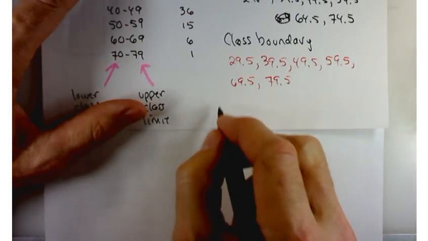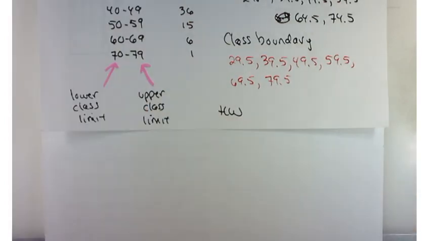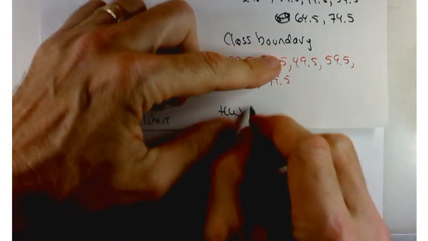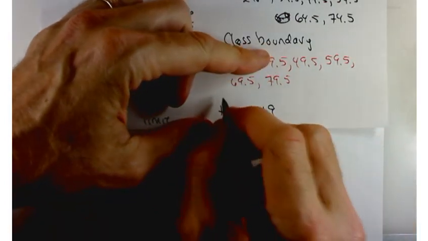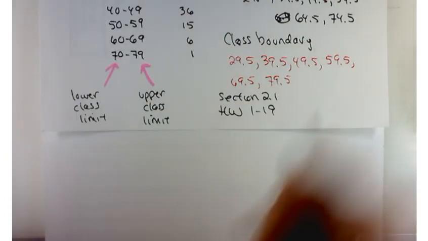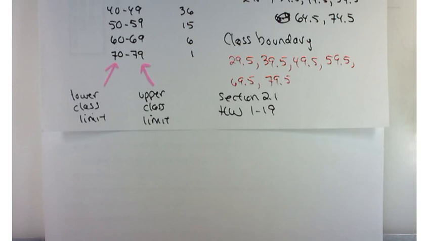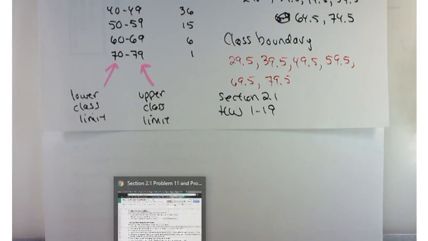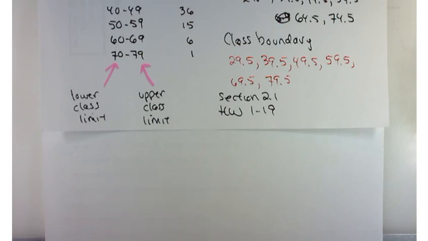For homework, try 1 through 19. That's section 2.1. That's the 13th edition, yeah.